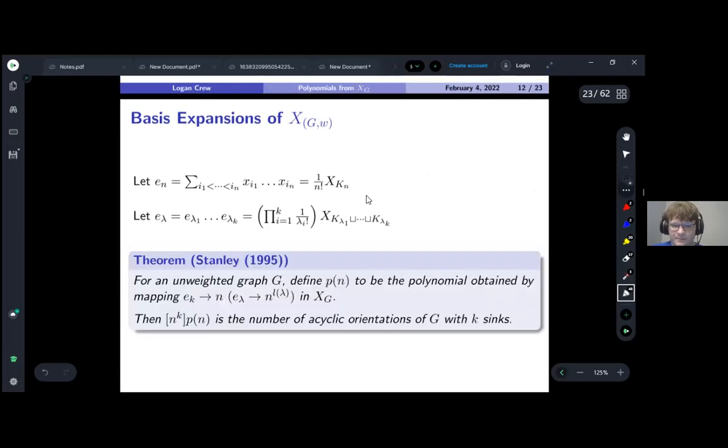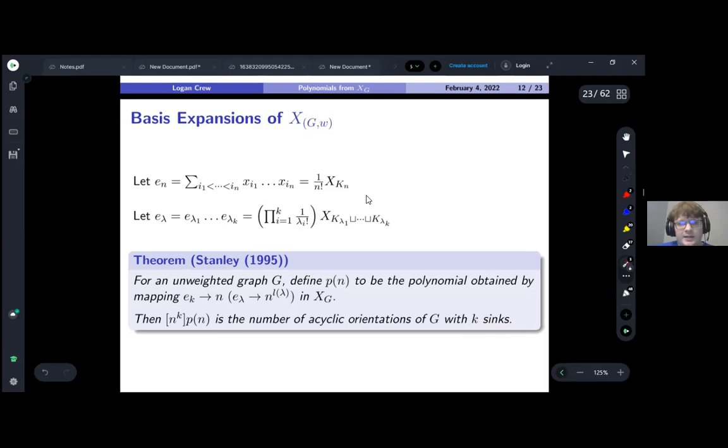Stanley discovered a very intriguing theorem, which is one way to state it is define a polynomial by mapping e sub k to the variable n. Then what Stanley says is that the coefficients of this polynomial count the acyclic orientations of G and stratify them by number of sinks, meaning vertices with no outgoing edges, directed-wise. This is somehow very weird and unexpected, right? It was already a bit weird that chi of -1 gives us the number of acyclic orientations, and somehow it's even weirder that the e basis in the chromatic symmetric function gives us even more detailed information. It allows us to count them by number of sinks.